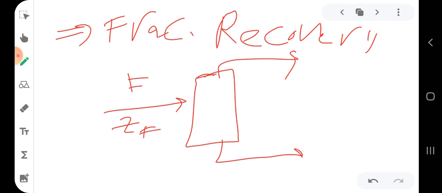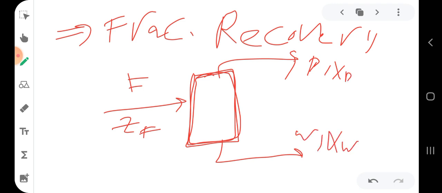Just assume they all reside in this beautiful rectangle. Okay, so we have the top product and the bottom product. This is D with XD, and this is waste with X waste. Okay, so what do you mean by fractional recovery?